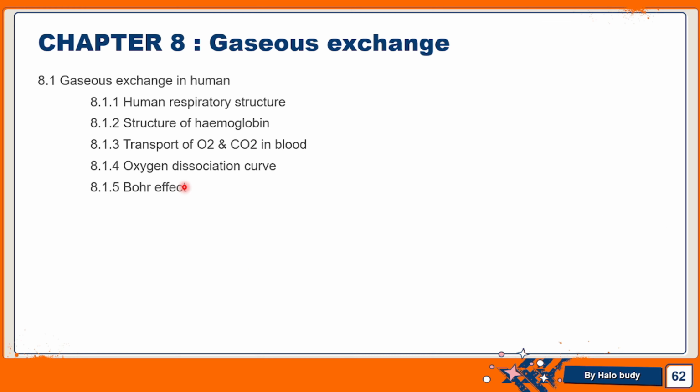And then the fourth and fifth parts are new topics to you that you did not learn in SPM: oxygen dissociation curve and also Bohr effect. So these two are new topics regarding the relationship between the transport of oxygen and carbon dioxide. Meaning that you need to know what happens when the carbon dioxide concentration increases, and what happens when it decreases. You need to know this based on these two concepts.